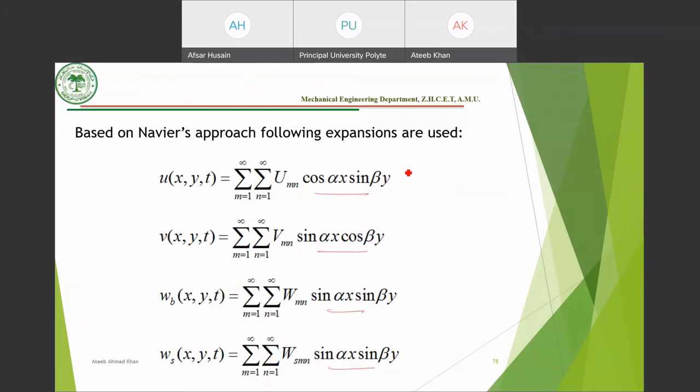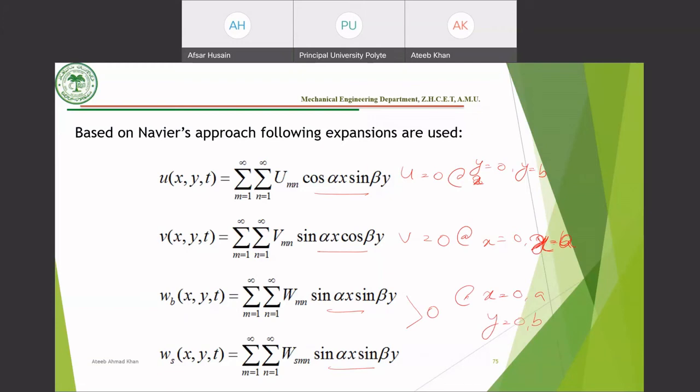Over here, you will get u equal to 0 at y equal to 0 and y equal to b. Similarly, you will get v equal to 0 at x equal to 0 and x equal to a. Sorry for the confusion. And WB and WS will be basically the deformation because of bending and shear, which both of them will be equal to 0 at x equal to 0 and x equal to a, and at y equal to 0 and y equal to b.